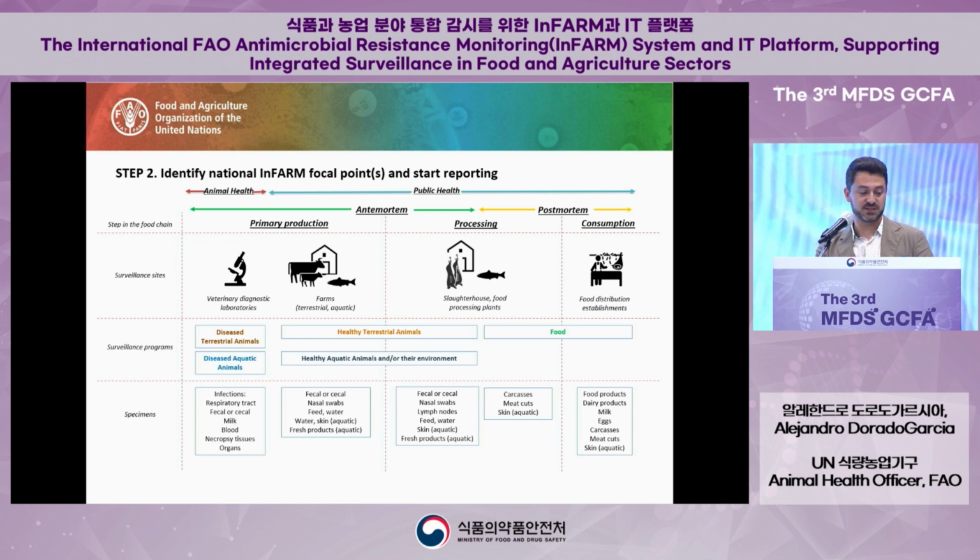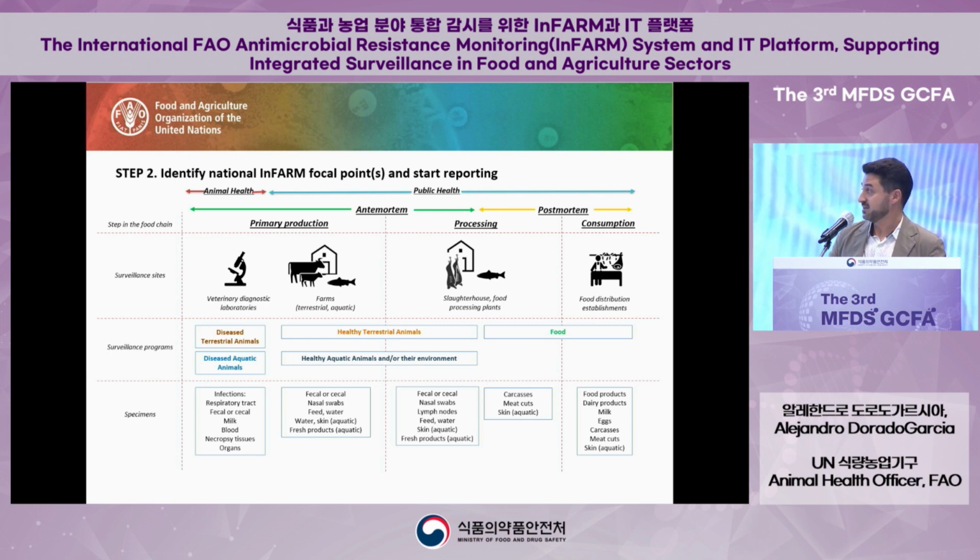in which we have different steps in the food chain, so primary production, processing, and consumption. Then we have different surveillance sites associated to these different surveillance programs. As I said, we have 5 surveillance programs, and then in these 5 surveillance programs, for example, if we focus on the left side, this is for the purpose of animal health. We have the diseased terrestrial animals and the diseased aquatic animals.